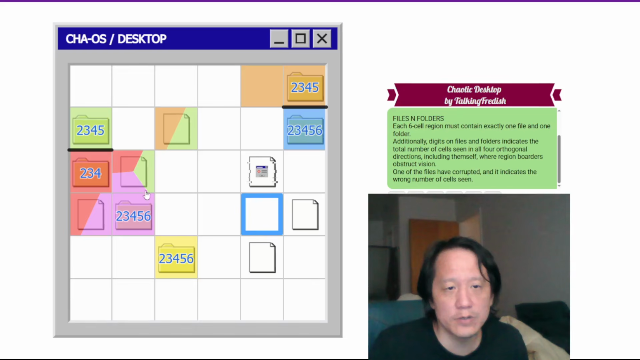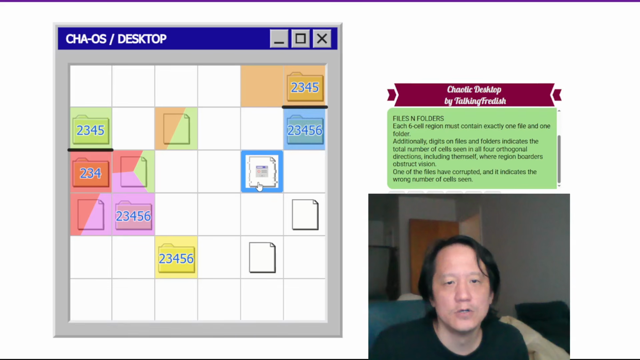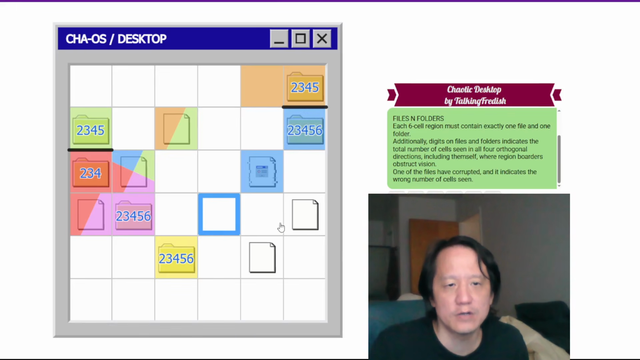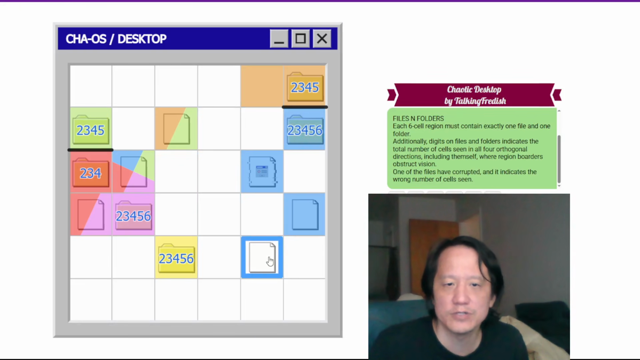Pink could go here, here. Blue cannot go here again because that would mean orange doesn't have a file to go to. So blue could go here. 1, 2, 3, 4, 5, 6. Technically, it could go there. It could go here. I don't think it can get to here. 1, 2, 3, 4, 5, 6, 7. Yeah, I can't reach there.